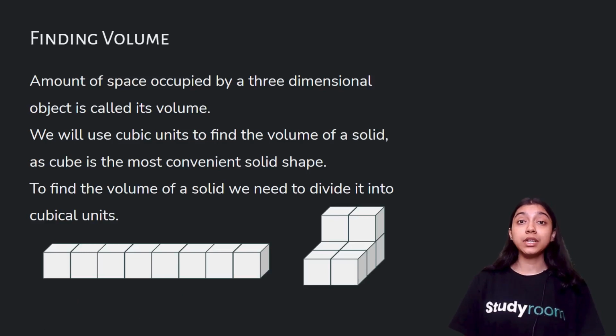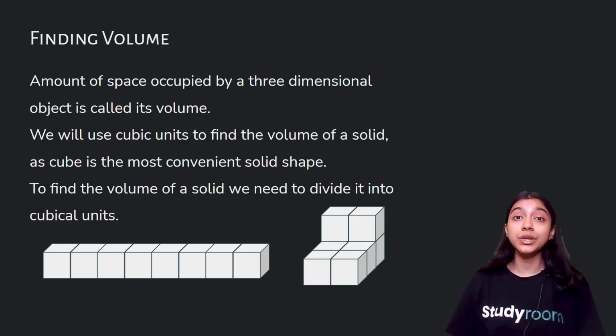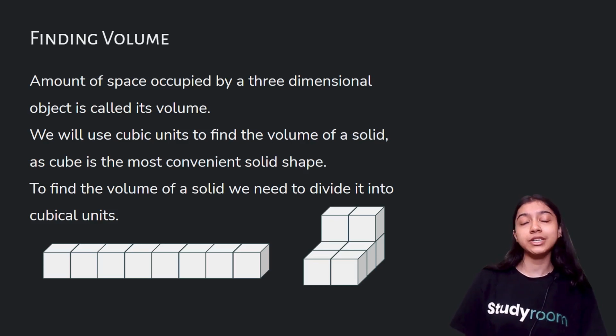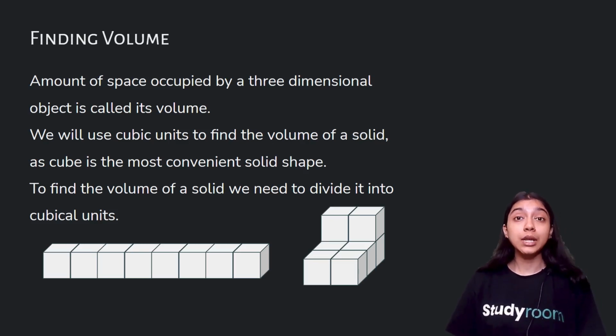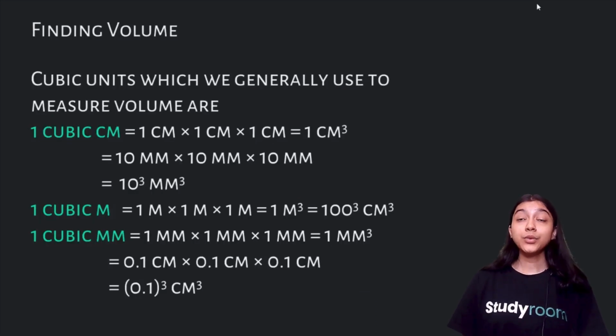The first thing that we'll learn is finding volume. So basically, volume is the amount of space that is occupied by a three-dimensional structure. And cubic units are used to find out volume because cube is the most convenient solid shape that we have in three dimensions. Now, if we have to find the volume of any solid, then we will be dividing it into cubic units. Now, we will be discussing the three generally used cubic units which are used for the measurement of the volume of any solid.